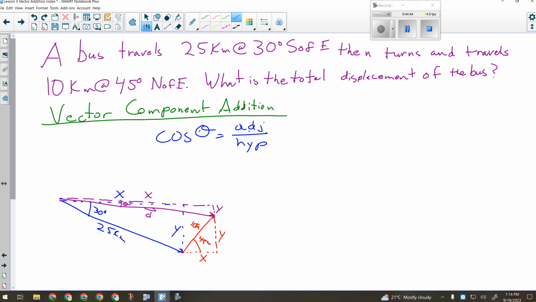What do I do with the hypotenuse if I want to isolate adjacent? Multiply it over to the other side. It's just algebra, right? Right now I'm dividing by the hypotenuse, so I'll move hypotenuse over. Now I'm solving for the adjacent side. Okay, so the adjacent side, which is blue x, is going to be 25 kilometers times the cos of 30 degrees.